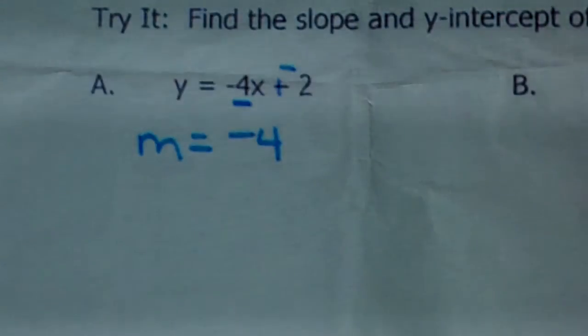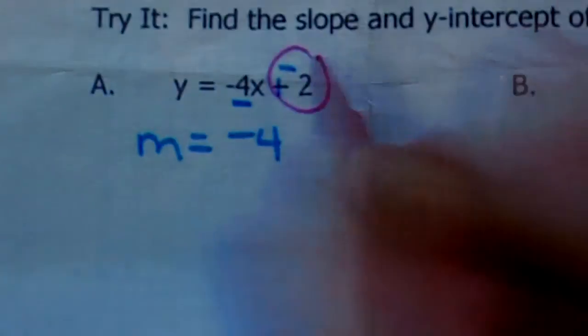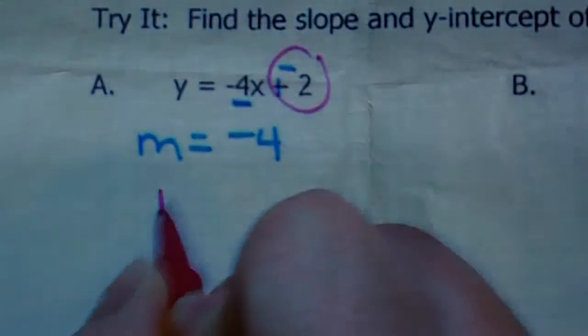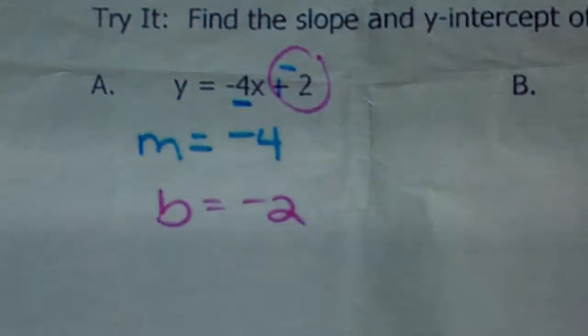I told you that the b is the constant. It's the one that's being added to the variable term, the one that doesn't have an x next to it. Yeah, that would be negative 2. So my b is negative 2. I know, it's really that easy.